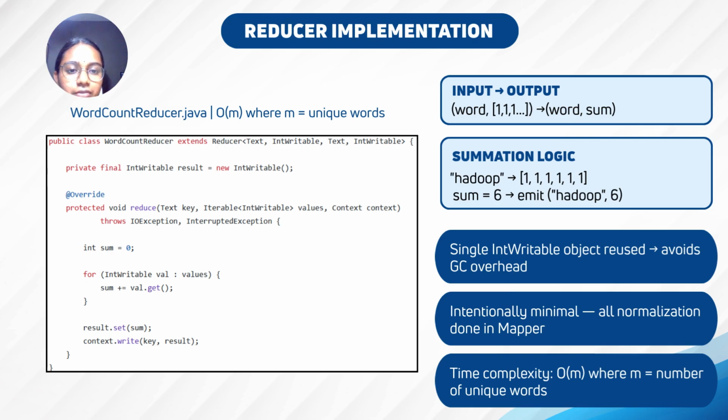The reducer receives each unique word alongside a list of ones collected from all mappers. It simply sums that list to produce the final count. For example, the word Hadoop appearing 6 times arrives as the list 1 1 1 1 1 1 and the reducer emits Hadoop and 6. A key design choice here is we reuse a single IntWritable object rather than creating a new one per word, which reduces garbage collection overhead. Time complexity is O(M), where M is the number of unique words.